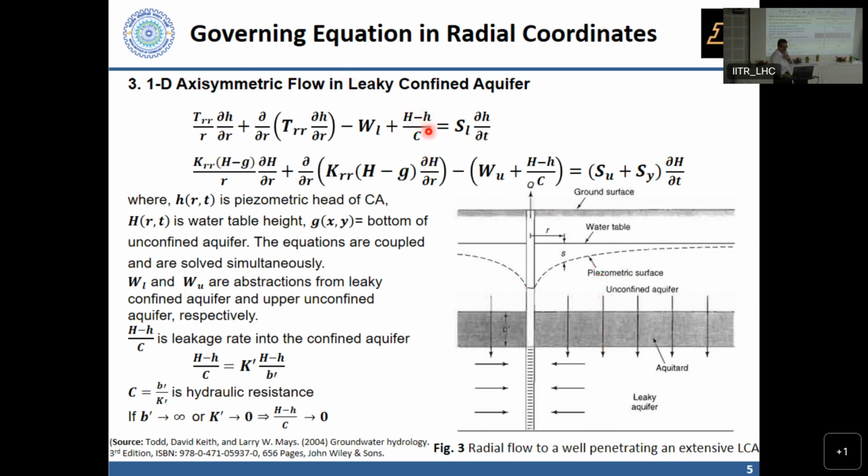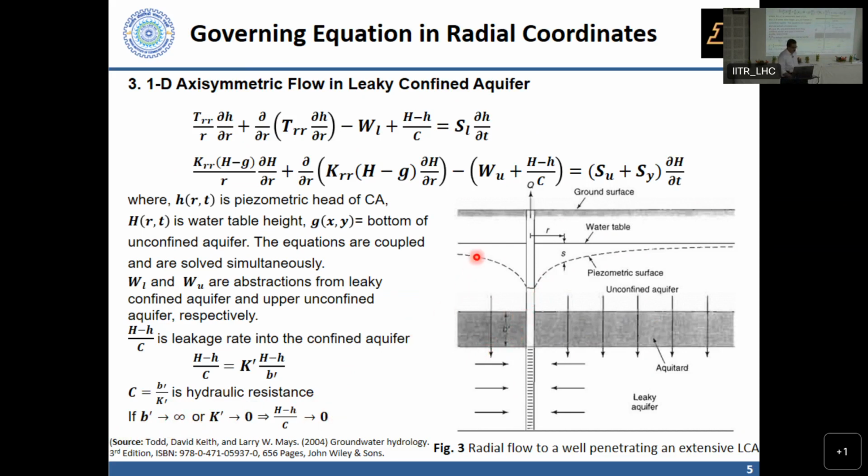So that difference divided by C, and we will notice that C is given as B prime over K prime. B prime is the thickness of the aquitard, K prime is the vertical conductivity of the aquitard, called the hydraulic resistance. Of course, if that resistance is infinite, either because the conductivity of the aquitard is 0 or because the thickness is very, very large, then of course there is no leakage.